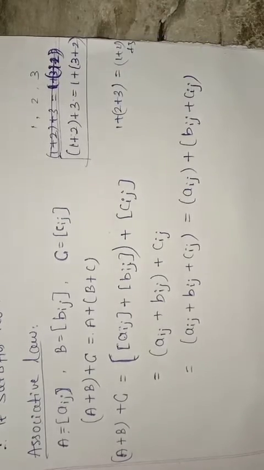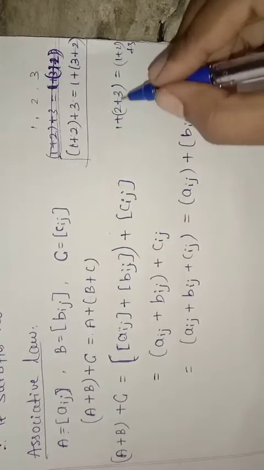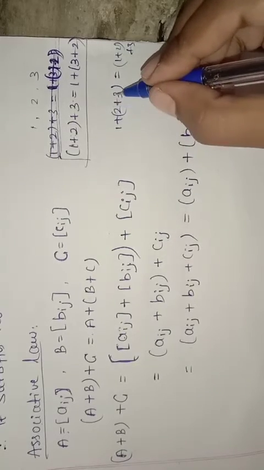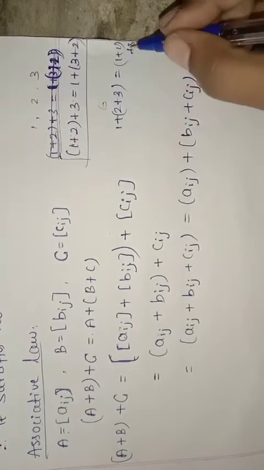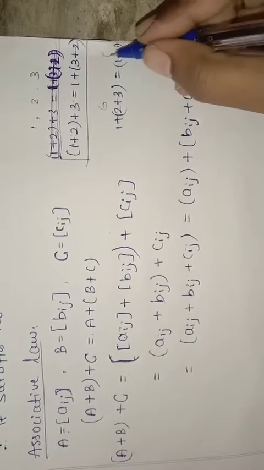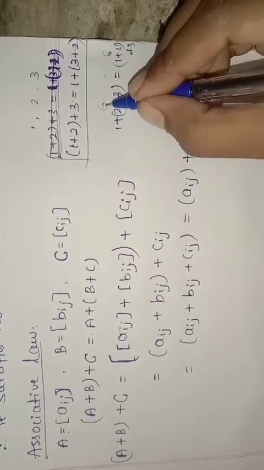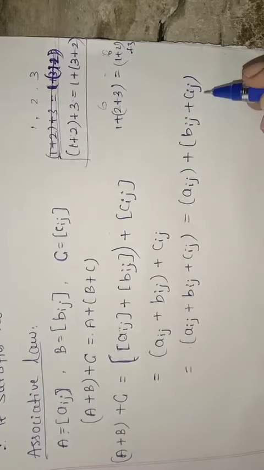So that's what I've written here. 1 plus 2 plus 3 is 3 plus 3, which is 6. 2 plus 1 is 3, and 3 plus 3 is 6. So this is also 6, this is also 6. Similarly, this is equal to this.